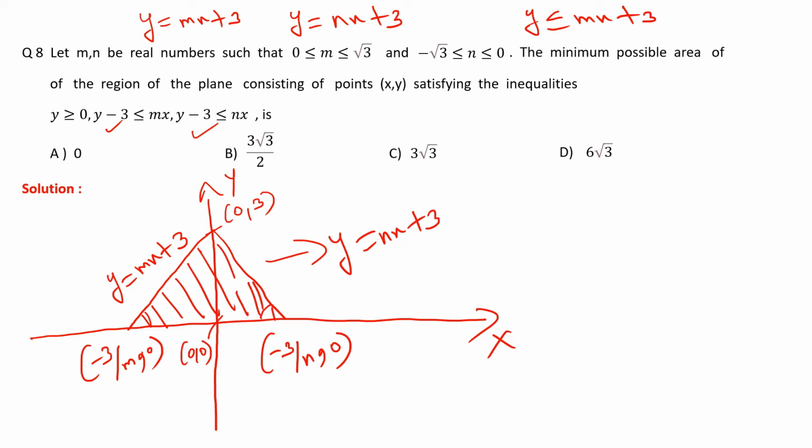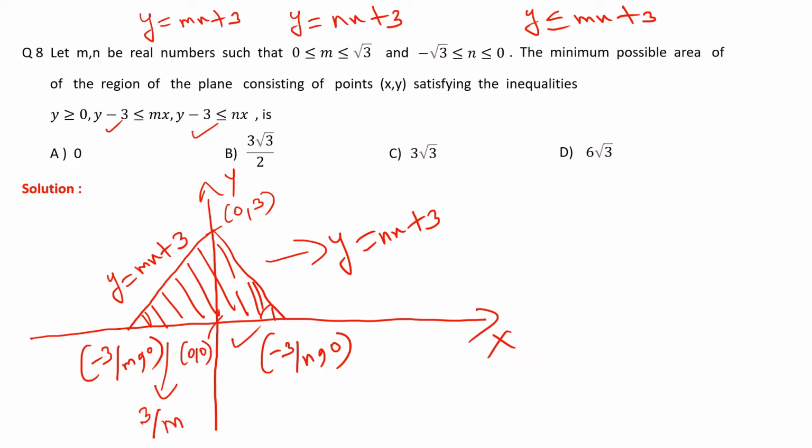We have to find the area of this shaded region and we have to make it minimum possible. That is the interesting thing. Now clearly it is forming a triangle and the area of the triangle we know is how much? Half base into height. Height is fixed here. It is 3. What is the length of the base? Because here n is negative, I can say minus 3 by n is going to be a positive quantity. This one. Right? And m was positive. So this particular distance is going to be 3 by m and not minus 3 by m.